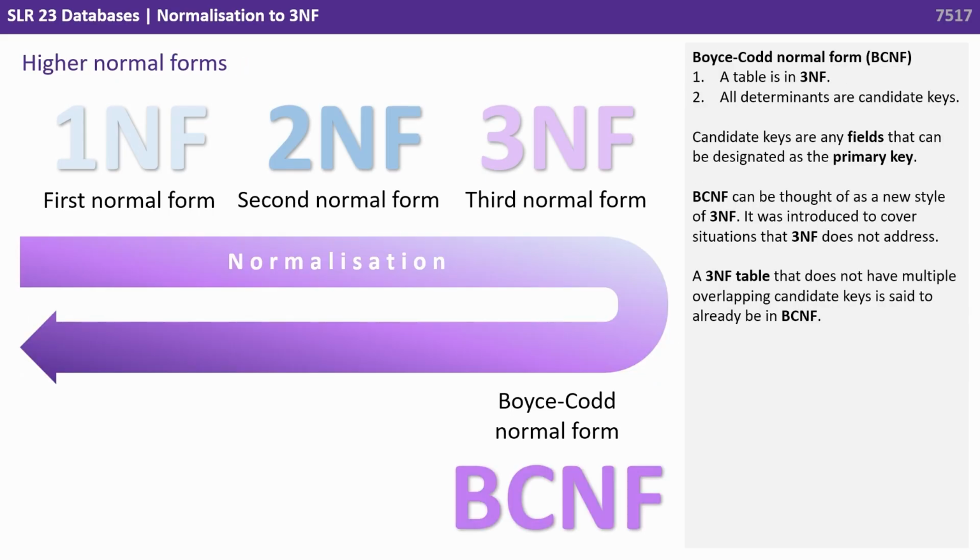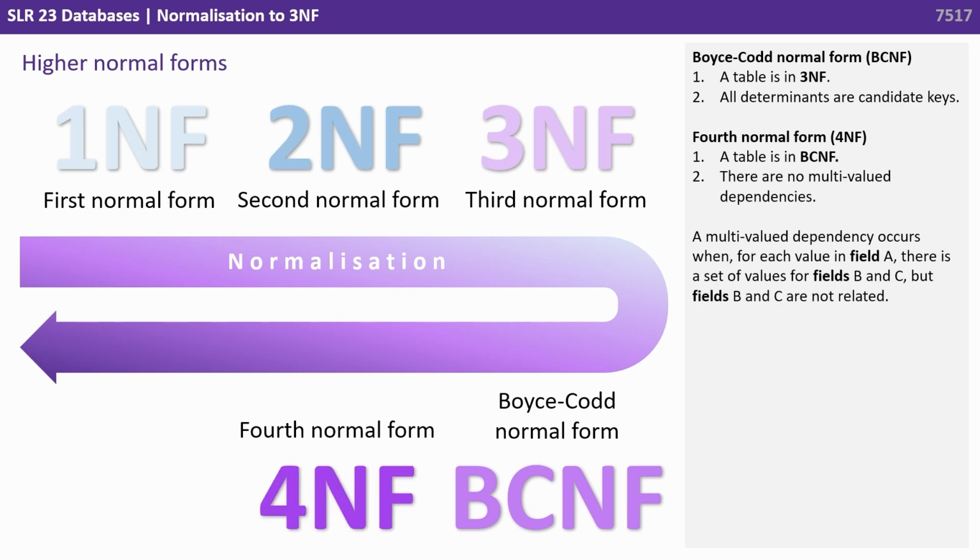So after third normal form, we have what's called Boyce-Codd normal form or BCNF. And with this one, all determinants have to be candidate keys. Candidate keys are any fields that can be designated as the primary key. BCNF can be thought of as a new style of third normal form. It was introduced to cover situations that third normal form does not address. A third normal form table that does not have multiple overlapping candidate keys is said to already be in BCNF.